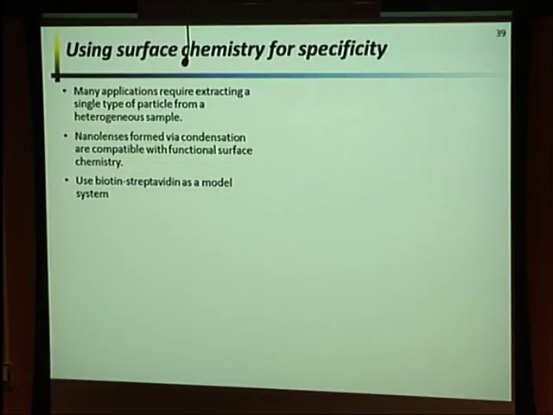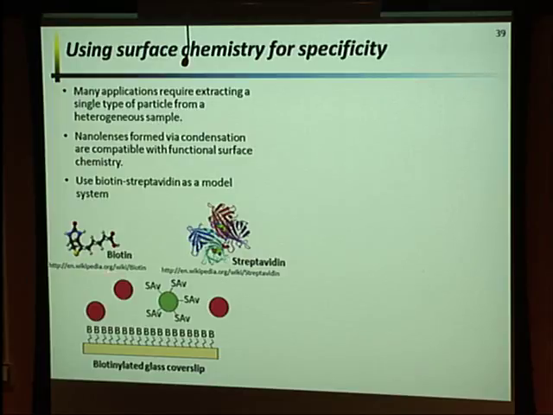The first thing I'm going to show is specificity. Many applications require extracting a single type of particle from a heterogeneous sample. Nanolenses formed via condensation are compatible with functional surface chemistry, and we're going to use biotin and streptavidin as a model system. Biotin and streptavidin are two molecules. This is a small molecule. This is a protein. These two molecules happen to bind very strongly together, and it's a very typical initial system that people use when they look at binding.